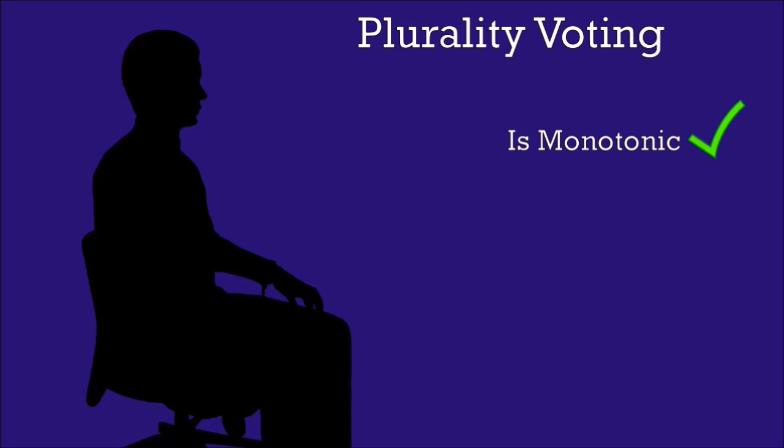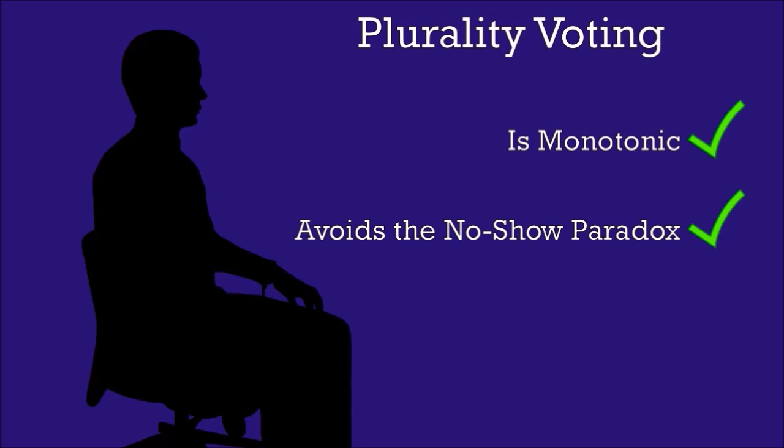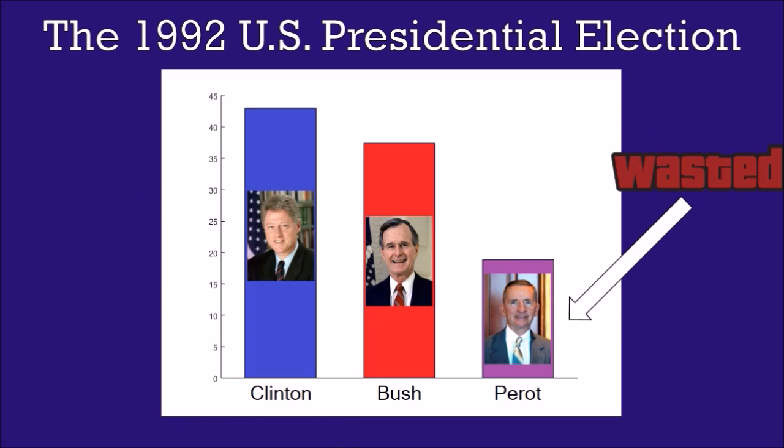Now you're almost making me want to go back to plurality voting. While it's true that plurality voting is monotonic and avoids the no-show paradox, it is, by far, the system that most encourages people to avoid voting for their favorite candidate. Remember how your vote is completely wasted if you vote for a third-party candidate?